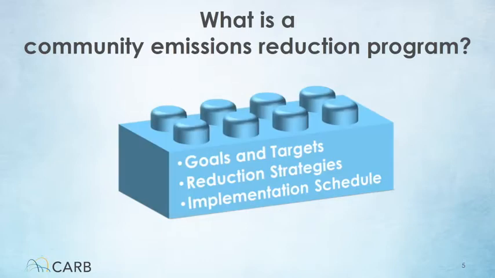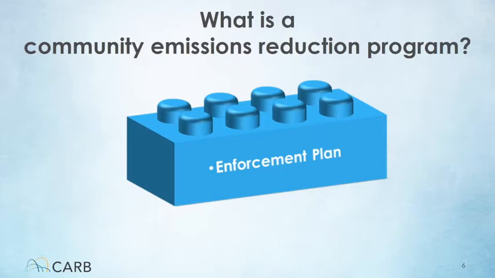Then, using community knowledge and the technical foundation, a community emissions reduction program establishes goals and targets, identifies strategies to reduce emissions, and a schedule for those strategies. This is the core of the Community Emissions Reduction Program. Enforcement of regulations and other strategies is critical to make sure emission reductions are achieved. Community emissions reduction programs include an enforcement plan that includes a history of enforcement in the community and new approaches to improve compliance.